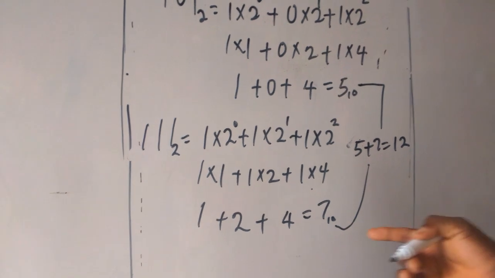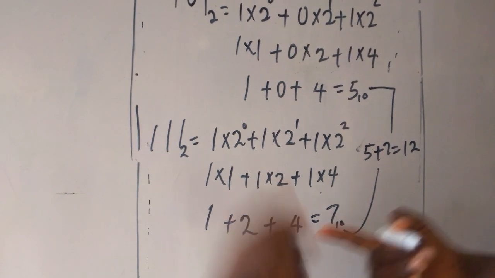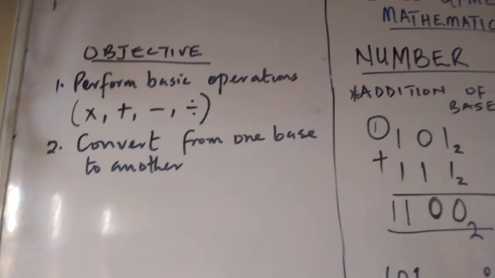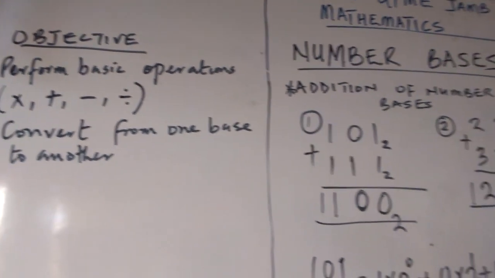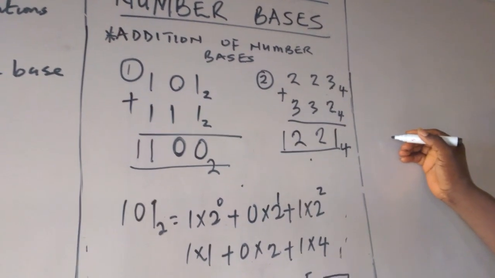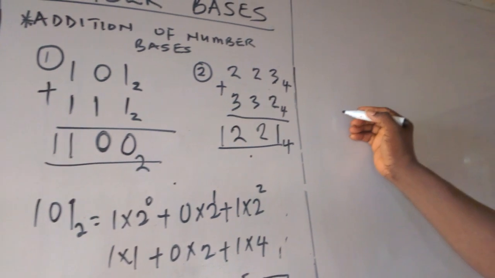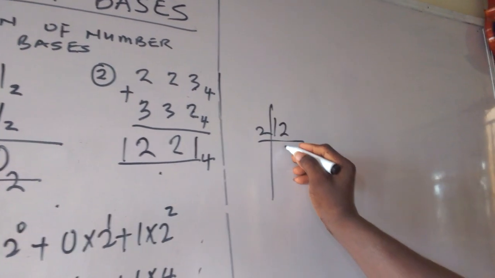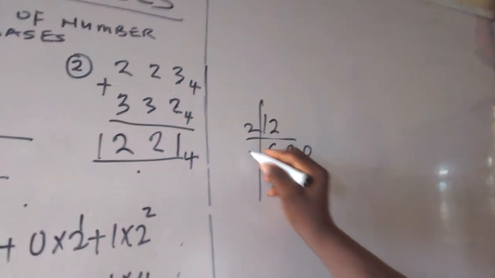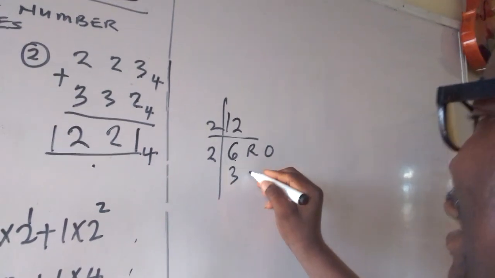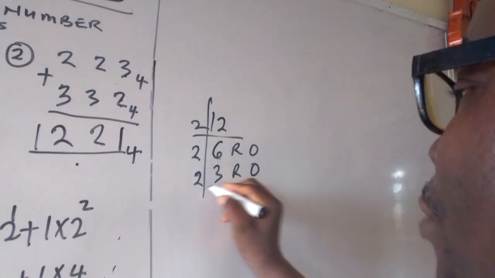So I can convert it. I'm merging this explanation with the objective, how to convert from one base to another. So if this is 12 base 10, what will I do? I will now expand it by long division. I will say 12 divided by 2. How many 2 can go in 12? 6. Remainder 0. How many 2 can go in 6? 3. Remainder 0. How many 2 can go in 3? 1.